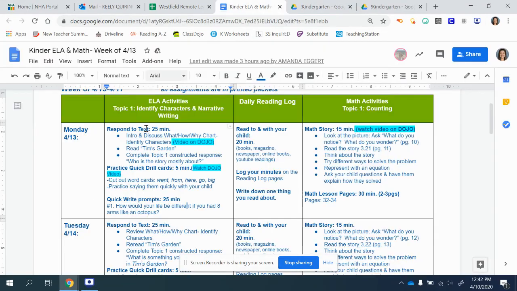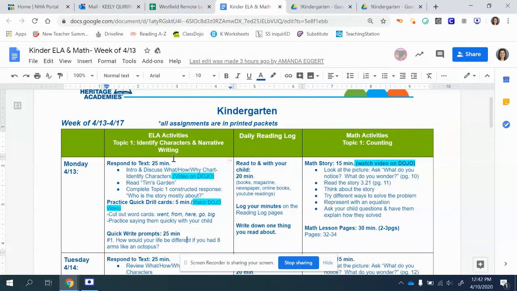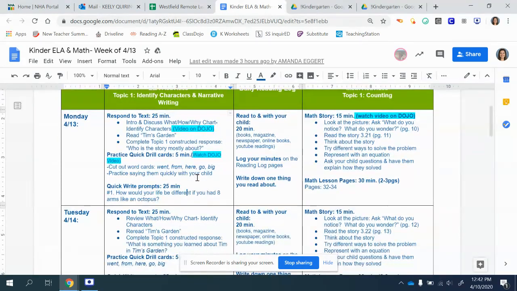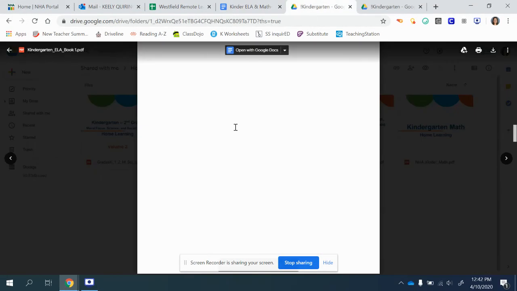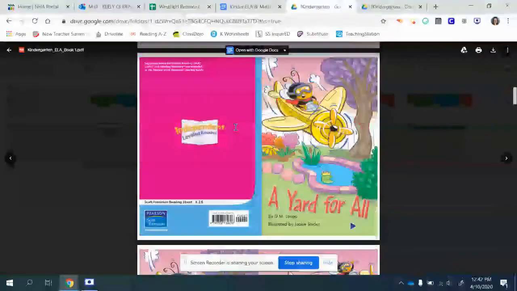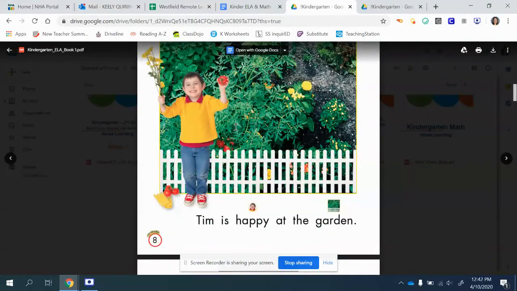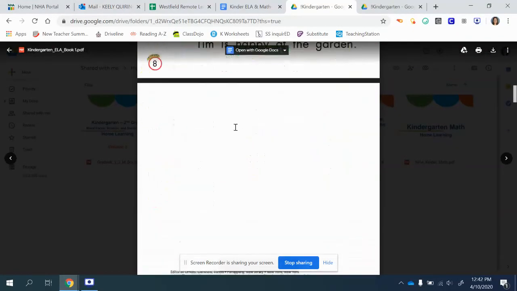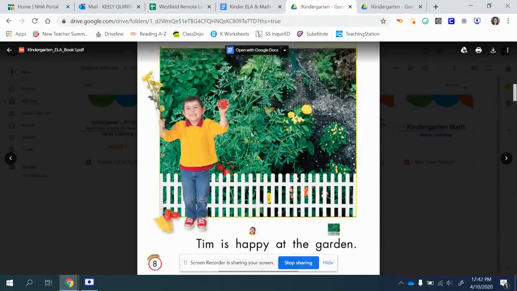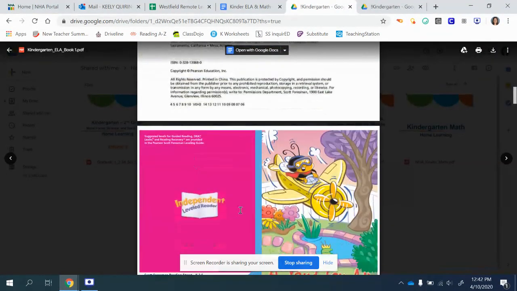Hopefully it's pretty clear here in the guide what you're meant to be working on. If you do have any questions though, or you're confused about the way it's written out, shoot me a message and let me know. But it should go pretty much in order. The only kind of funny thing that you get into is like we saw where you have your stories back to back. You're not going to read about Tim and then right away read about A Yard for All. You're doing Tim, the work that goes along with Tim, and then after 2 days, you're going to work on A Yard for All.